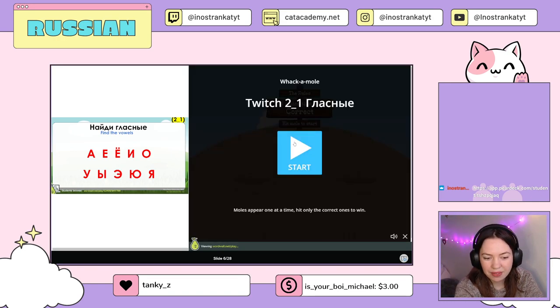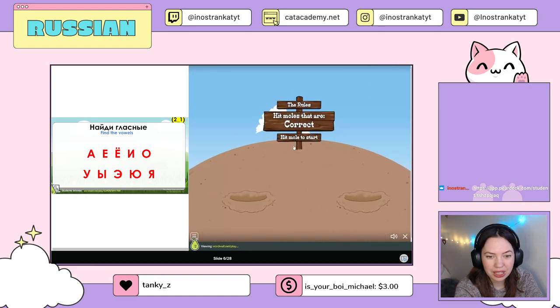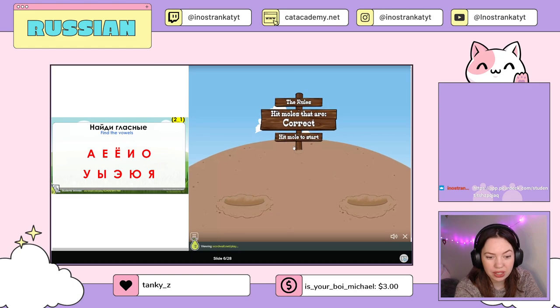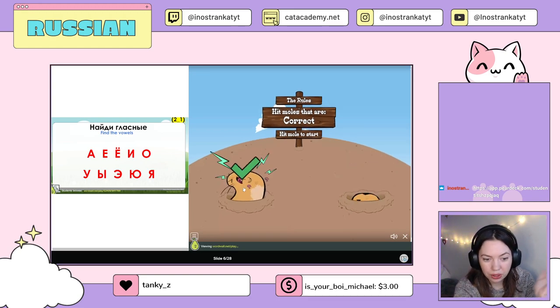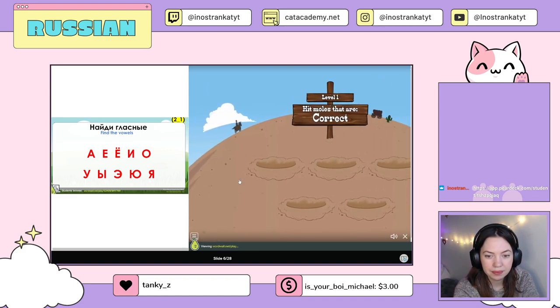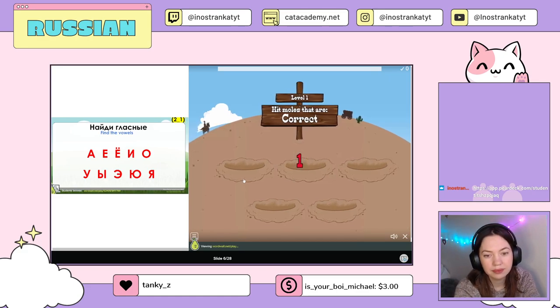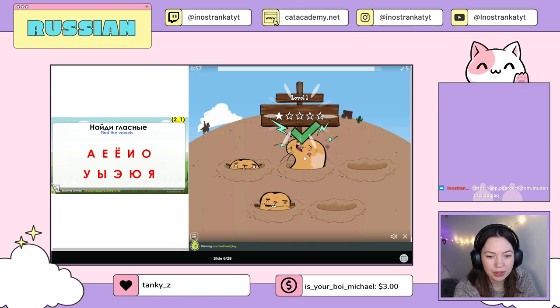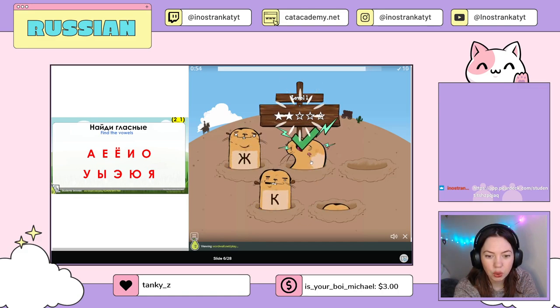Don't forget to write your name, click on start, and we need to hit the vowels. So we'll see two molds. The first one has a vowel, ya, so this is the correct one, we need to hit it. Another one doesn't have any of these letters, so we are not hitting it. Again, there is a, it is a vowel, we hit it. So we try to find only the vowels, glasnye. Try to do it as accurately as possible, even if it takes a little bit of time, it's fine.